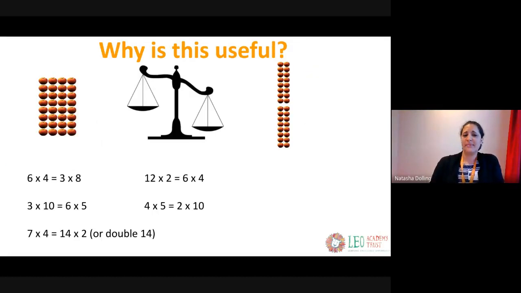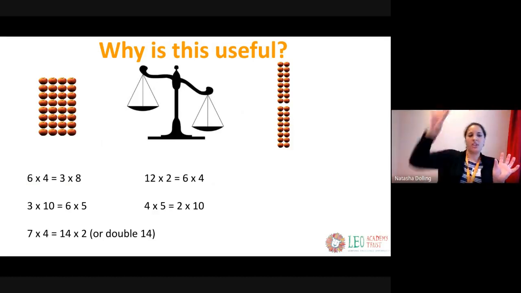And the same again with these times table facts. As well as understanding commutativity as a helpful tool for learning times table facts, understanding balancing equations helps with times table facts as well. For example, knowing that 6 times 4 is going to be the same as 3 times 8. Because if I had it physically in front of me, if I had my 6 lots of 4 cubes, if I halved the 6 and moved it over here, that means I'm doubling the 4. So 6 times 4 is equal to 3 times 8.